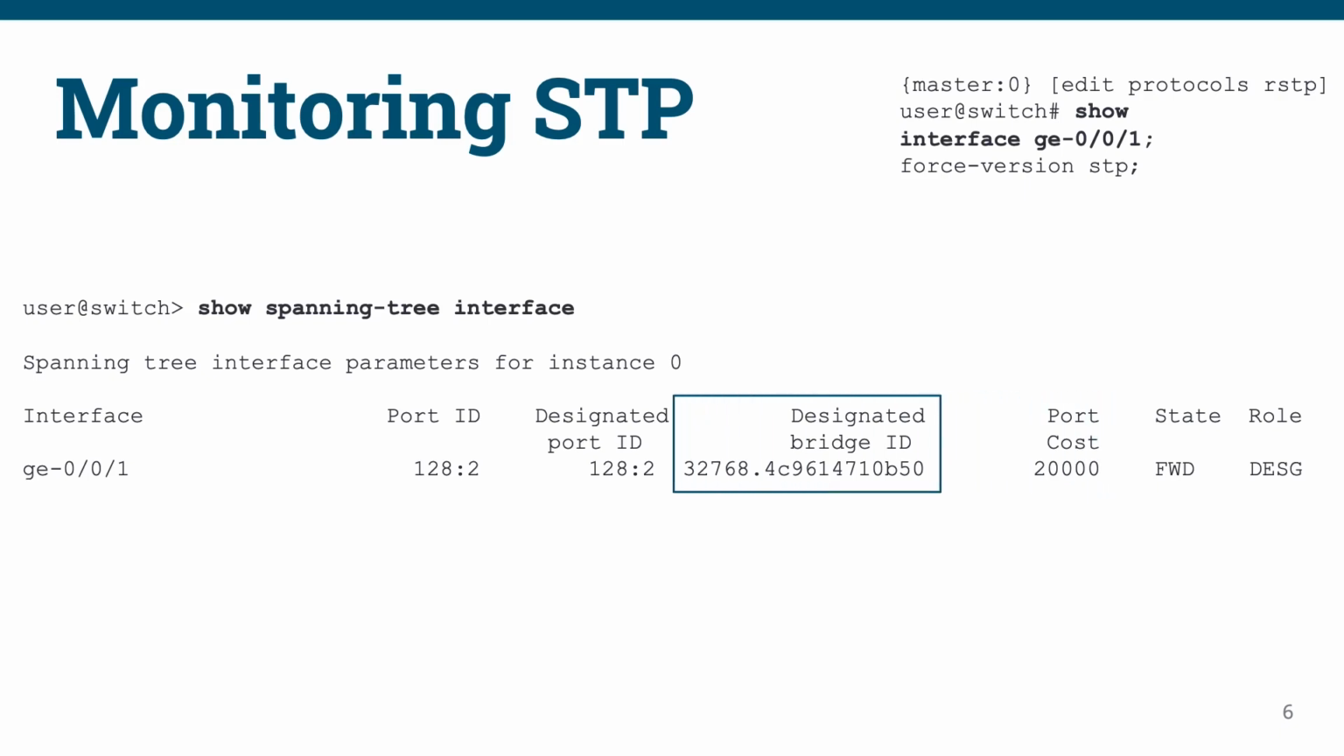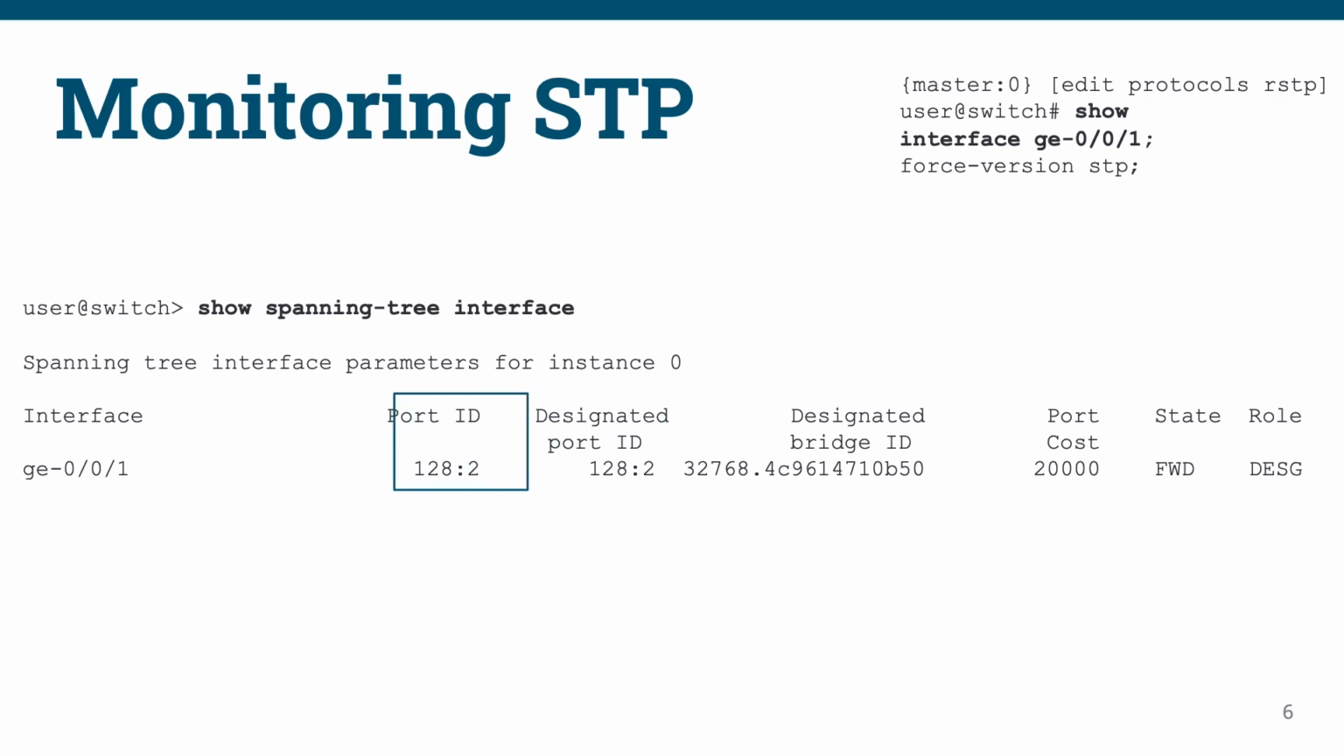The designated bridge ID displays the BID of the designated bridge on the segment that this interface is attached to. Similarly, the designated port ID is the port ID of the designated port on the segment this interface is attached to. Recall that a link or segment participating in STP will have a root port and a designated port, with the designated port belonging to the upstream switch, meaning the switch that is closer to the root bridge. The switch that owns the designated port is the designated bridge, unless that switch is the root bridge already.